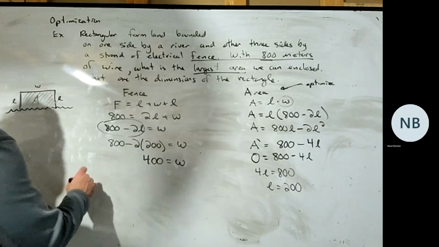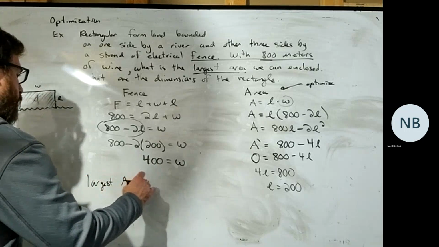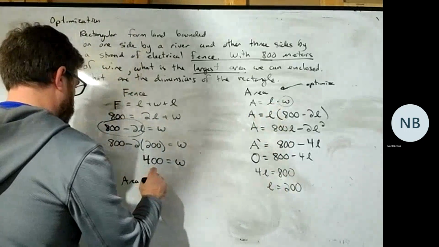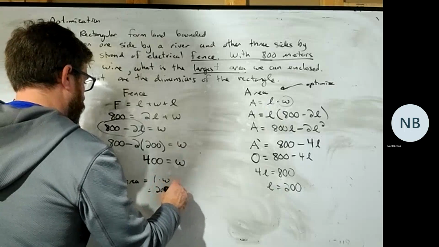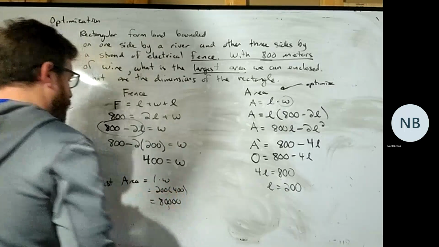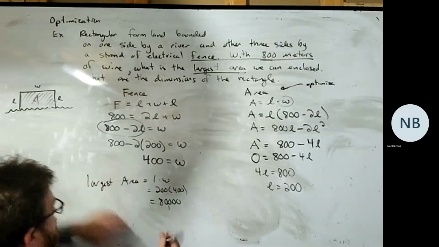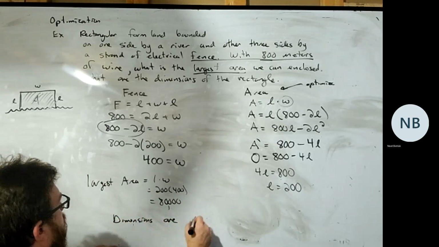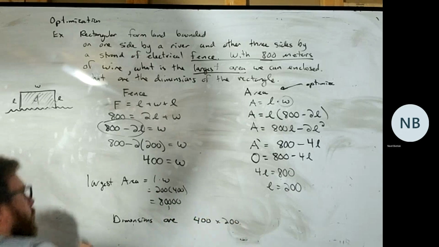So they ask, what's the largest area? The largest area is going to be area's length times width. So it's going to be the multiplication of these things. So it's going to be L times W. So 200 times 400 is going to be 8 with 4 zeros. So 80,000. And the dimensions are 400 by 200 or 200 by 400. I don't care what order.